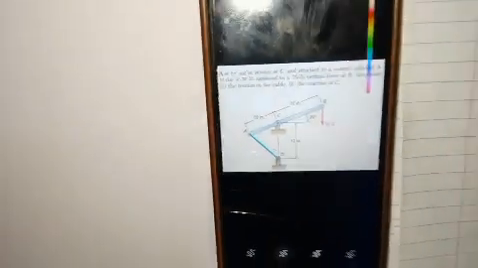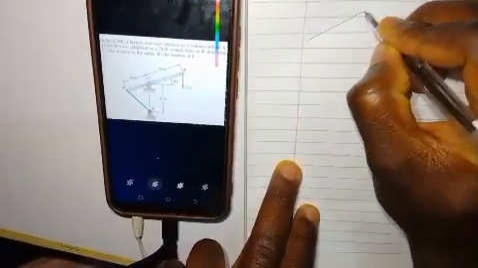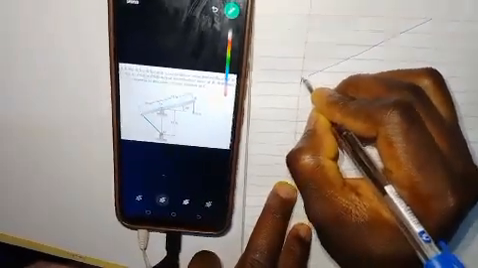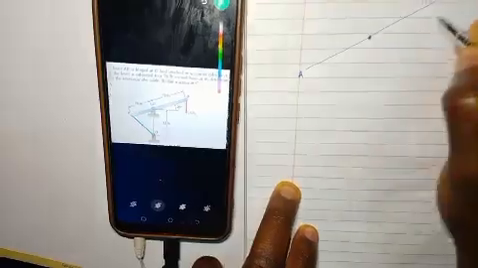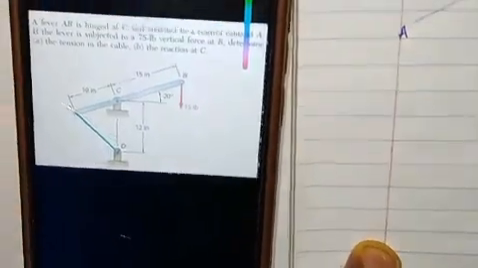So let's draw the free body diagram of this particular structure. Let's put it down. Now don't forget, let's draw this slant one. So here we are having this is our A. This is where the inch is. This is our B. Then this is our C.